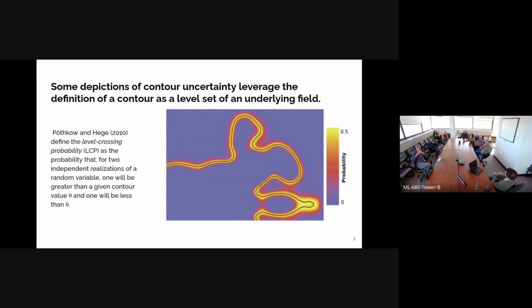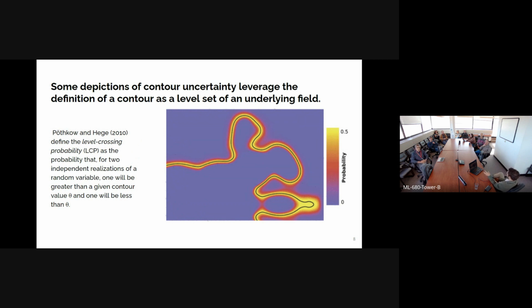Intuitively, if this value is close to zero, the implication is that if you pick two ensemble members at some point, they're both going to be on the same side of a contour, and so you're probably not very close to the contour level that you're interested in. As that probability gets higher, the implication is that it is more likely that we're going to randomly pick two samples that are on either side of the contour level, which means that we're probably pretty close to whatever true unknown contour we're interested in.